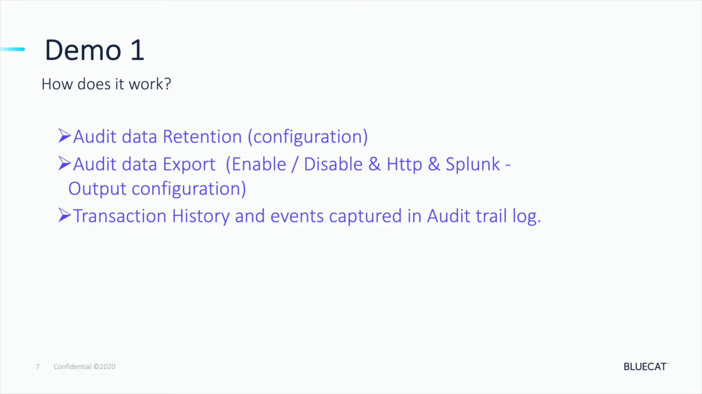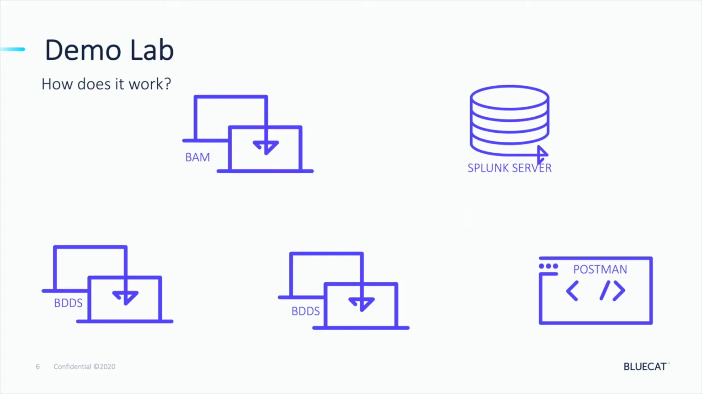Let's look at the audit trail and export feature in action. First, we'll configure the audit data export and retention through the UI and data output to Splunk. And then we will take a look at how to configure it using API and HTTP output. For this demo, I've configured one BAM and two BDDS servers. Also, I have Splunk and HTTP servers and a Postman client for the API demo.